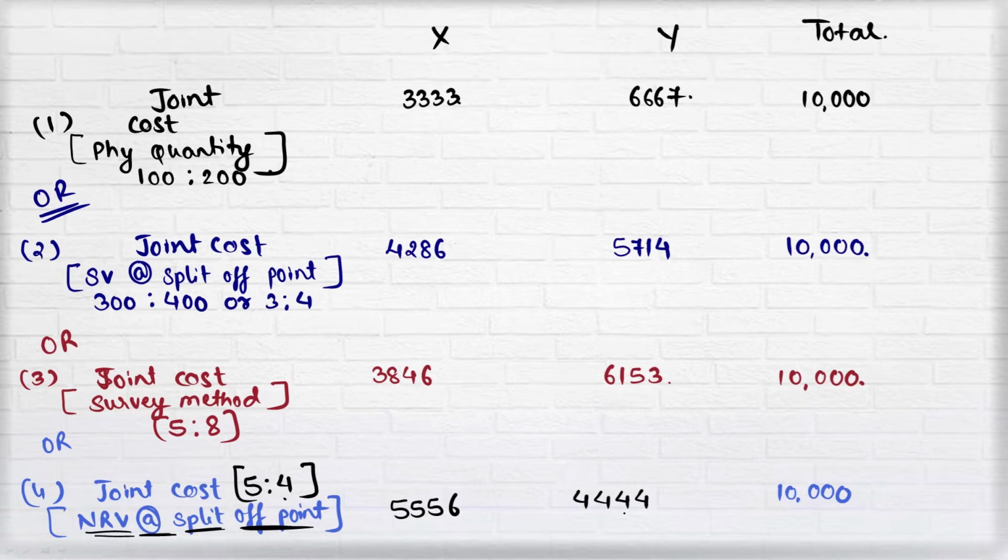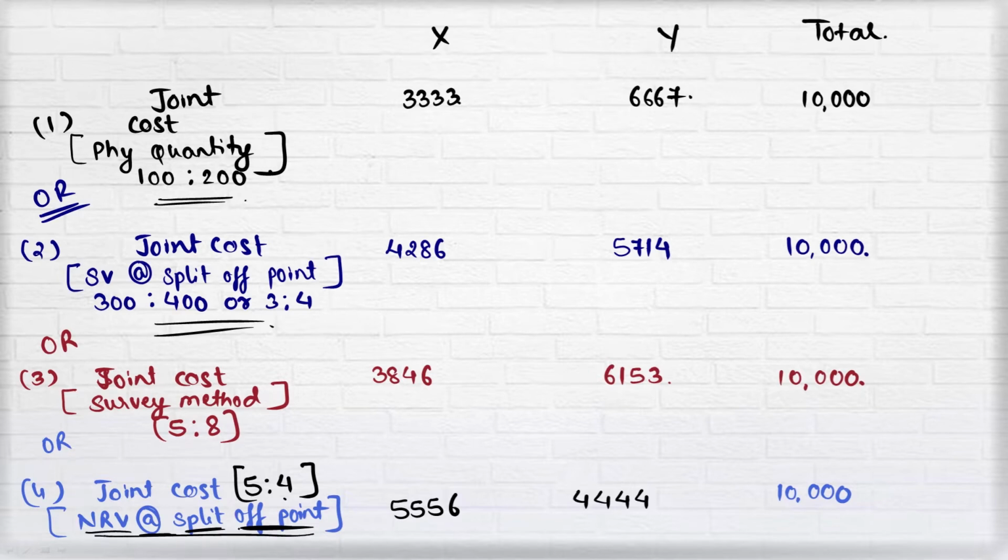Sir, which method is best and which should be followed? Please try to understand. It depends upon process to process. Right? If the common process is common and it cannot be segregated, the best idea is to use either quantity or sales value at split off point. If the cost is more dependent upon revenue, it should be NRV at split off point.